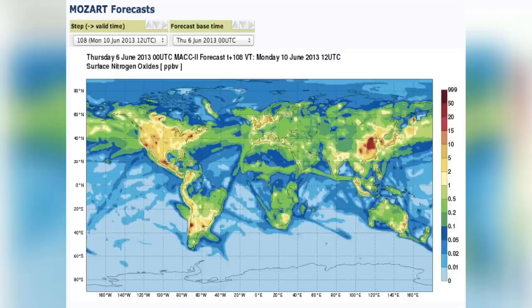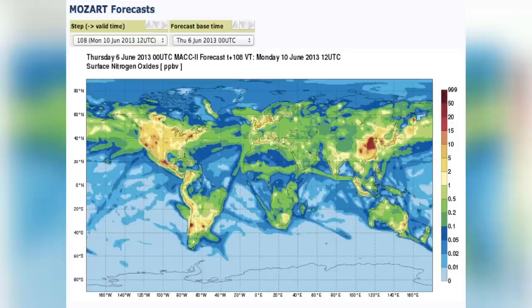And basically, these models, similar models, are used in some of the EU projects, like MACC2 or MACC11, now it's called. Here is the prediction for today, Monday, June 10, of the surface nitrogen oxides. As you can see, a large amount over China. Probably we're okay here in the southern part of France today. That's what ECMWF and MACC2 are telling us.